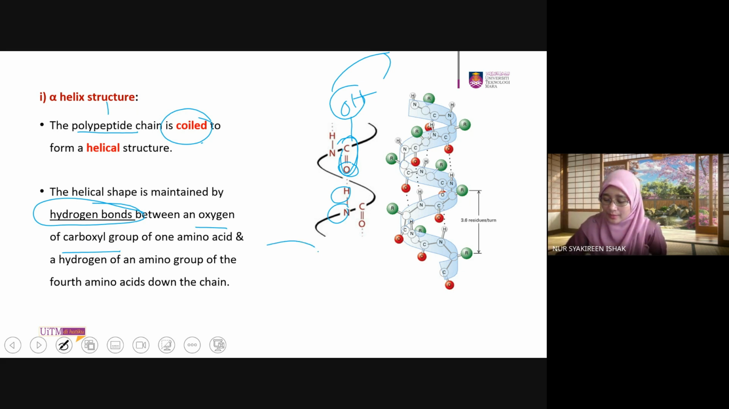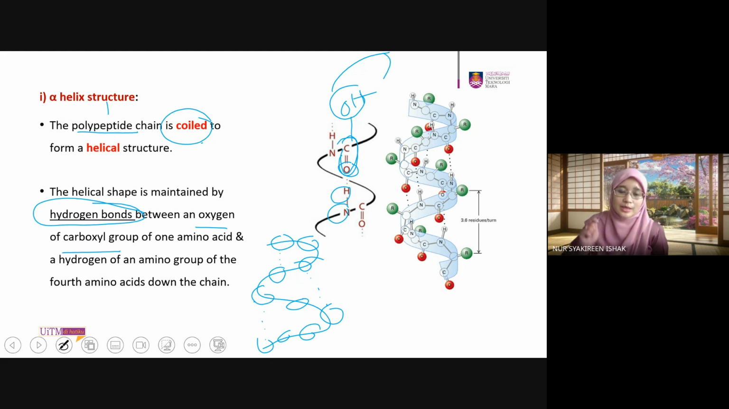So kita ada contohnya kat sini. 1, 2, 3, 4. So it forms hydrogen bond between every four amino acids. 1, 2, 3, 4. So nanti dia akan form hydrogen bond. 1, 2, 3, 4. It forms hydrogen bond. So this maintains the helical structure of the polypeptide chain.